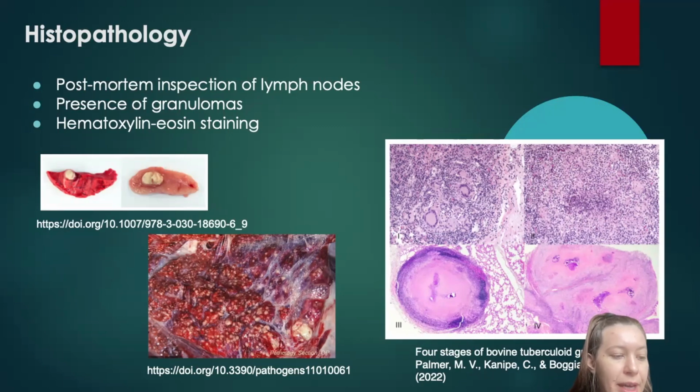Also, the presumptive diagnosis of mycobacteriosis can be made with hematoxylin and eosin staining if the tissue has characteristic histological lesions representing the animal's immune response to the infection. Caseous necrosis, mineralization, epithelioid cells, multinucleated giant cells, and macrophages.